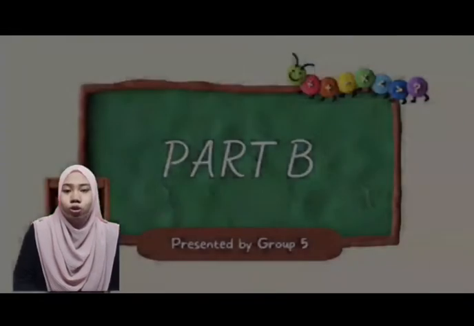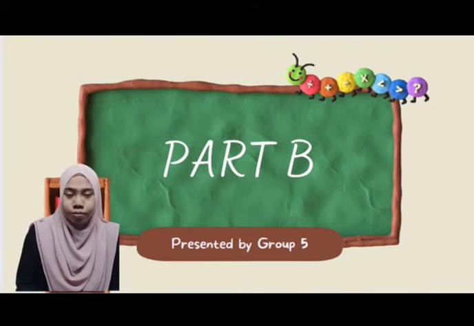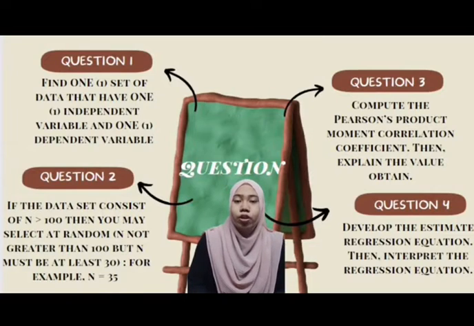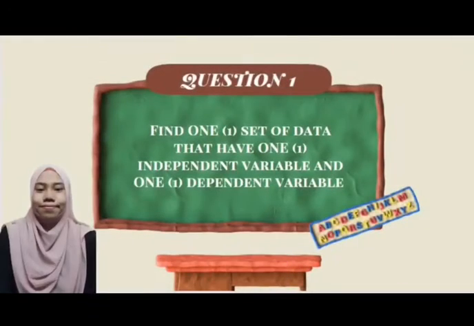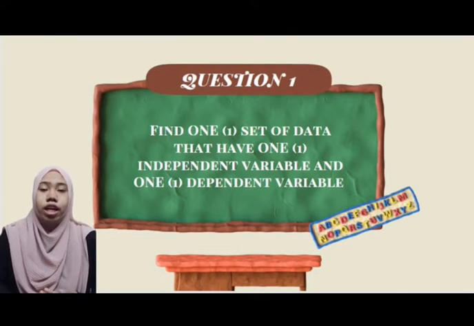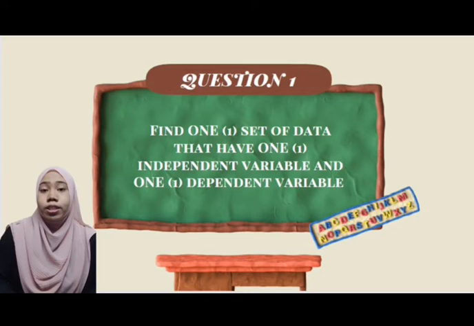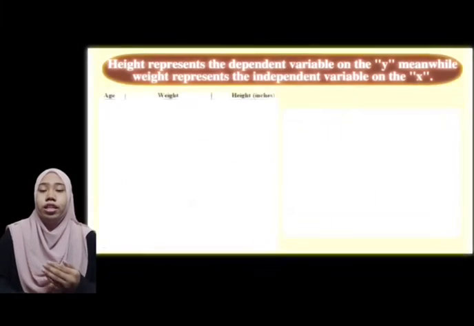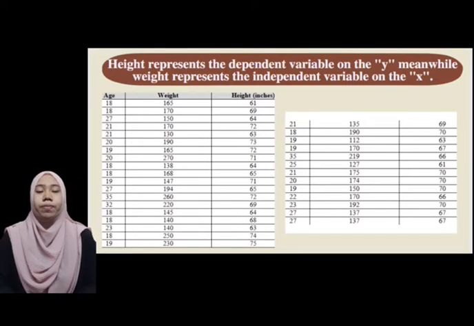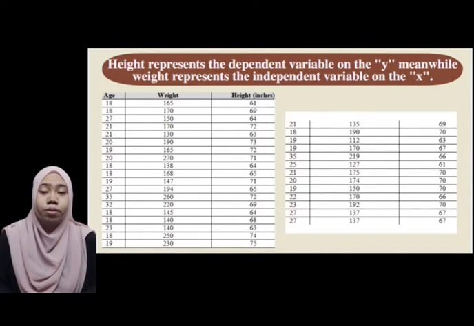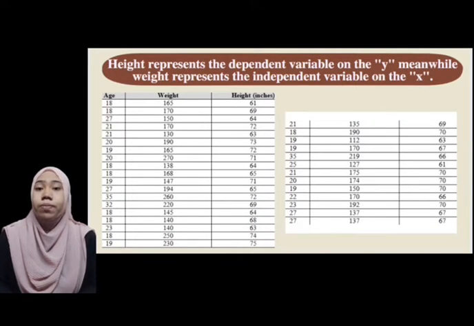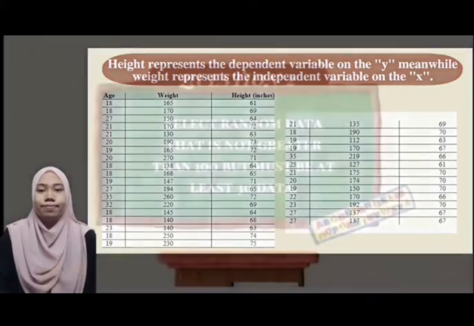Now I would like to continue our group presentation in part B. In part B, there are 4 questions only, but I will present only 3 of them. The first question is: find one set of data that has one independent variable and one dependent variable. So here is the set of data that represents the independent variable and dependent variable. Height represents the dependent variable on the y side. Meanwhile, weight represents the independent variable on the x side.